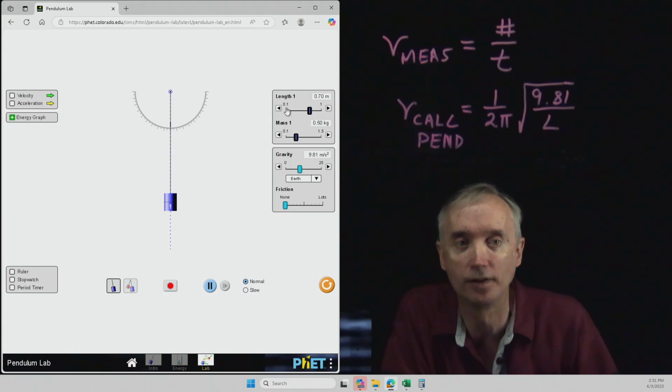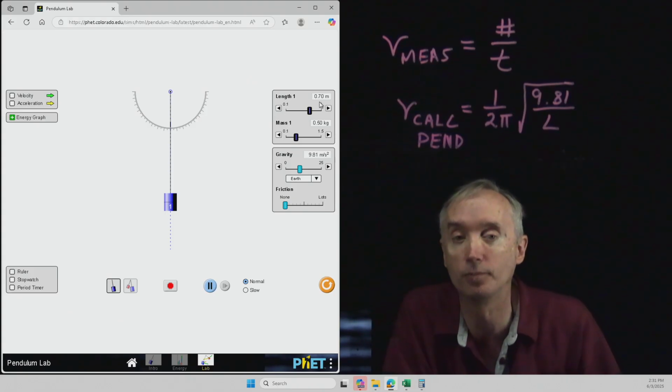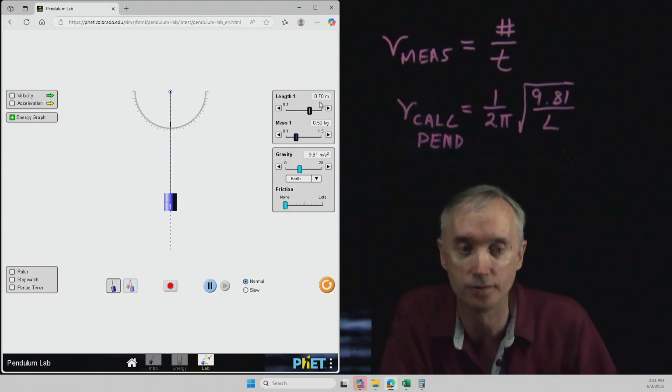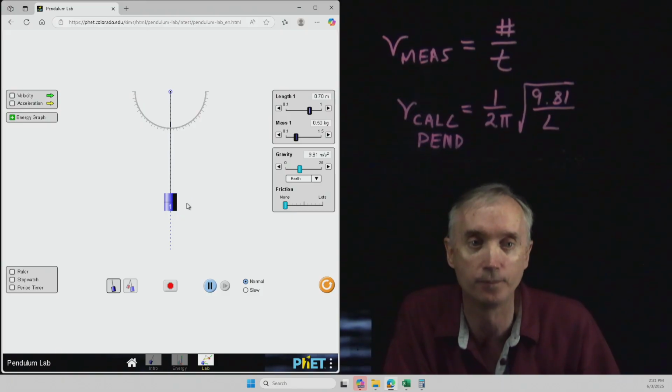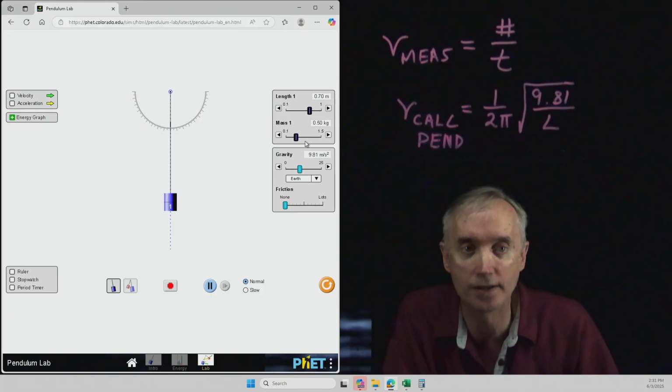You can change the length of your pendulum by using this slider here. Now I would like for you to set yours for 0.7 meters. If I move this slider back and forth, it will change the length of the pendulum. I can also change the mass of the pendulum. So I've got it set for 0.5 kilograms. So you might want to change that to 0.5 kilograms, 0.7 meters.